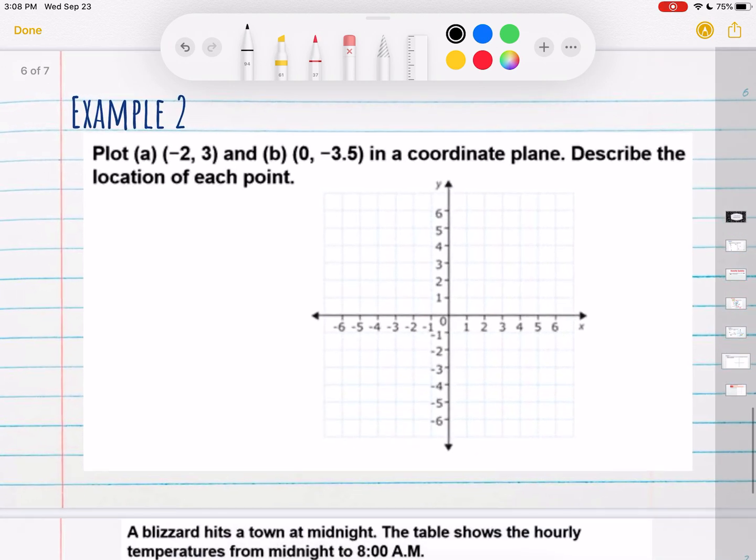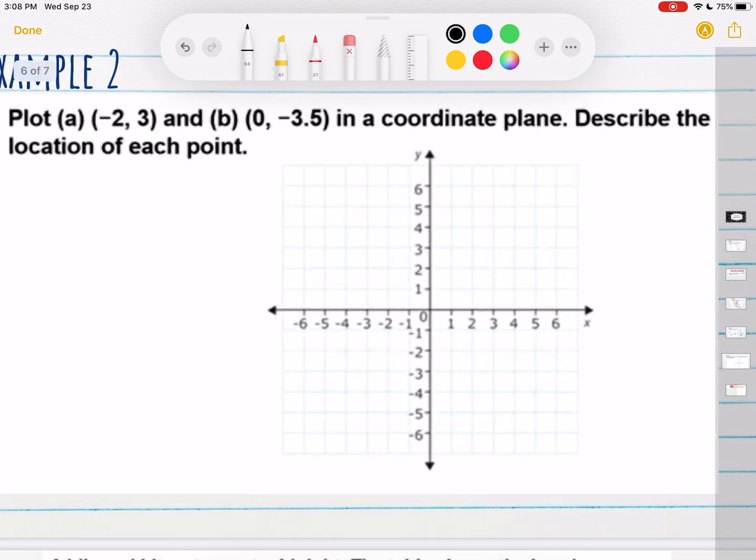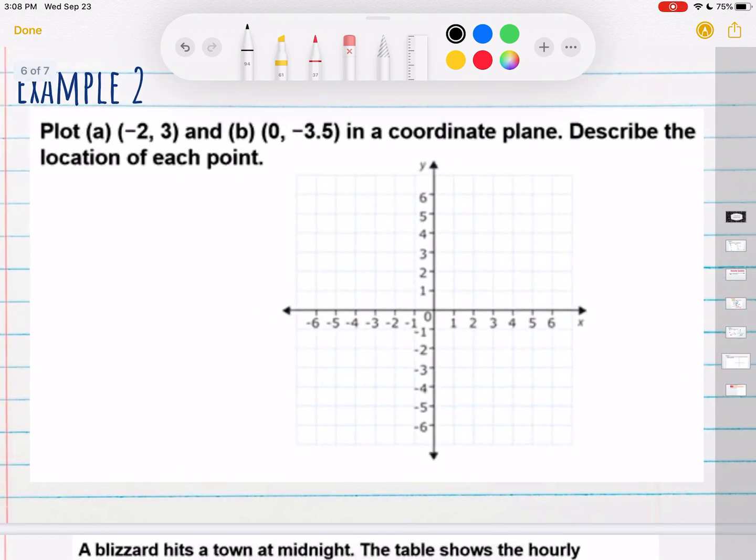Okay, let's do another example. Plot A (-2, 3) and B (0, -3.5) in a coordinate plane. Describe the location of the point. Whenever a question says describe the location of the point, what it wants to know is what quadrant it's in. That's just kind of our fancy speak for asking what quadrant is it in. You don't need to go into some lengthy description of how exactly it's located. It wants to know what quadrant it's in.